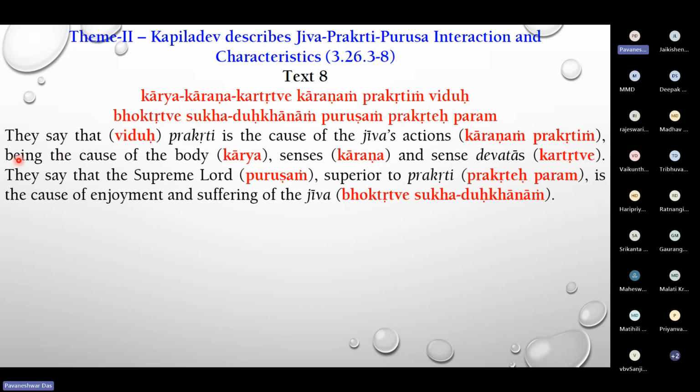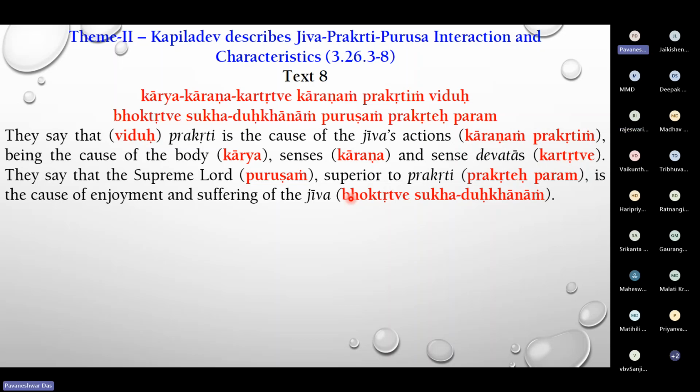So the great learned people say that Prakriti is the cause of the Jiva's actions, being the cause of the body, senses, and sense devatas. And they also say that the Supreme Lord, who is superior to Prakriti, is the cause of one's enjoyment and suffering of the Jiva. Ultimately, one needs the permission of Paramatma. Without Paramatma's permission, nothing happens. So one's experience of Ananda, happiness or misery is because of Paramatma. In that way, the connection with Paramatma is also added.